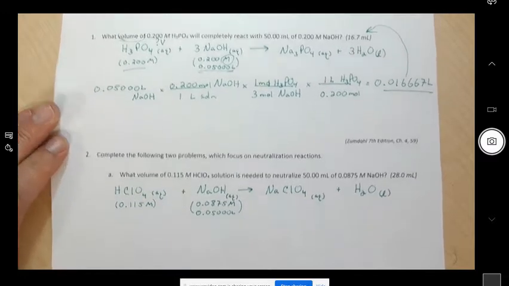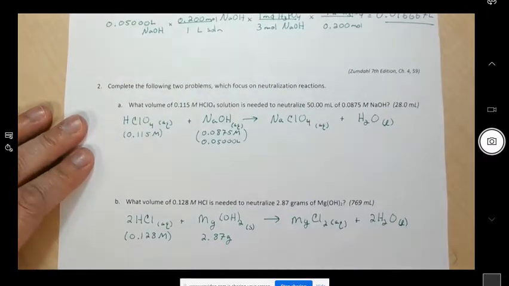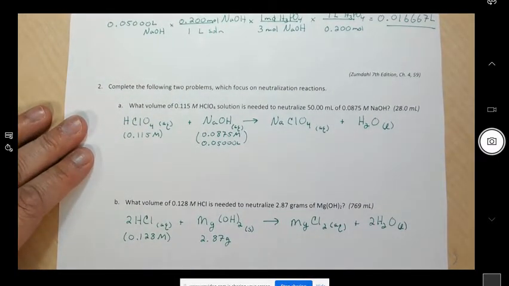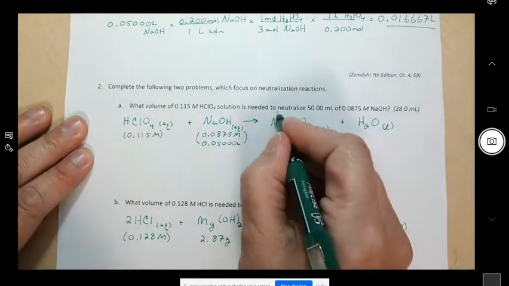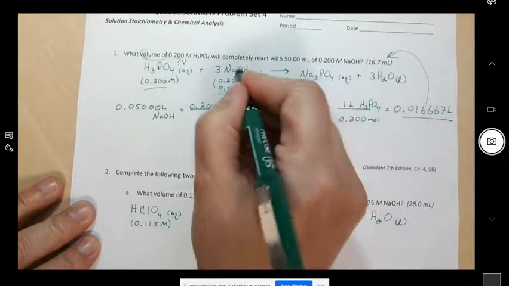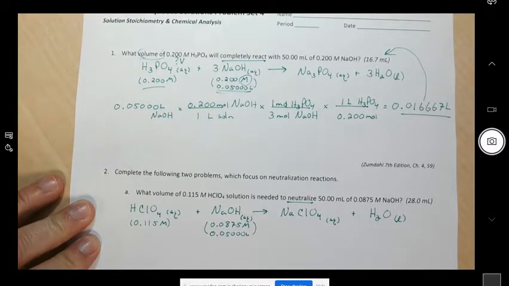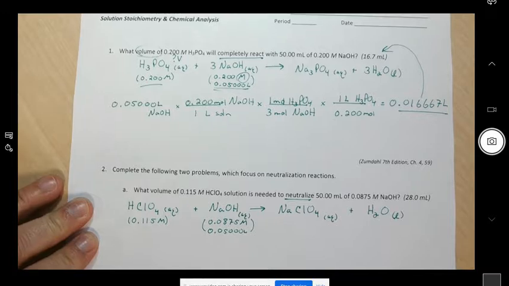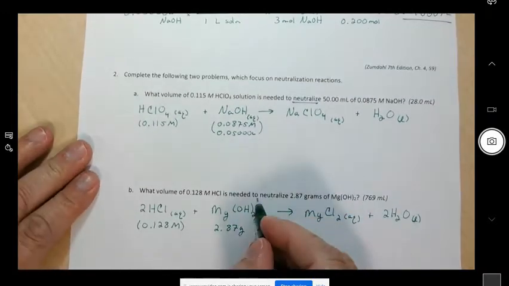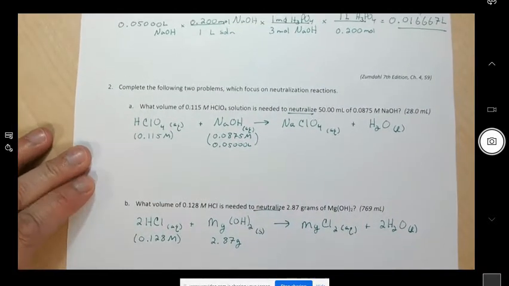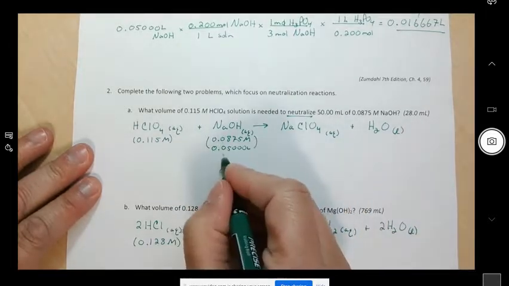All right, next question. What volume of 0.115 molar perchloric acid solution is needed to neutralize 50 milliliters of a 0.0875 molar sodium hydroxide? So remember the word neutralize, and when they say completely react, they mean the same thing. Completely react, neutralize, equivalence point. Those all really are saying the same thing. We see it down here on this one too. So again, we're going to treat this the same way.